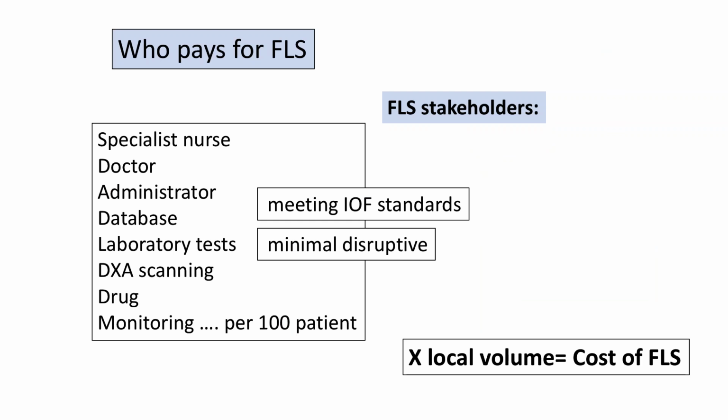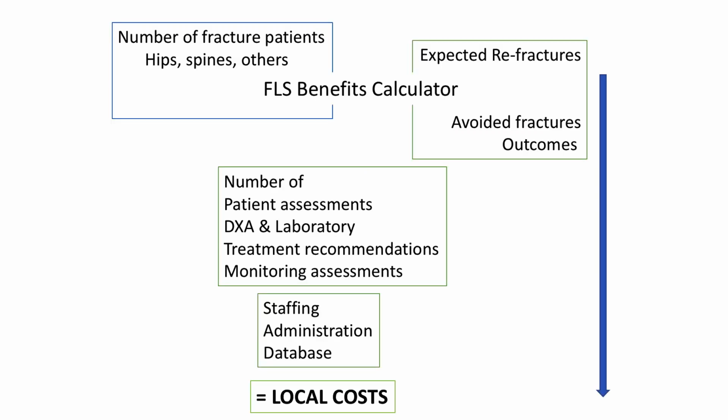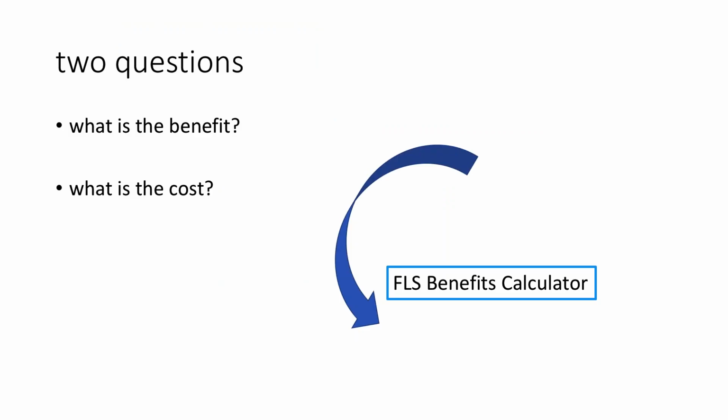So when deciding about who pays for the FLS, if we can construct a pathway that meets the IOF standards, make sure it's as minimally disruptive as possible, and then develop a costing for every 100 or 1,000 patients, we can then use this to derive the cost for the FLS. And then we can build this into our benefits calculator, so as well as the benefits of an FLS, it can derive the costs. And this is what's been done very successfully in the UK, and I'm aware of other centres such as JPAC in Japan and Asia Pacific who have also developed similar calculators.